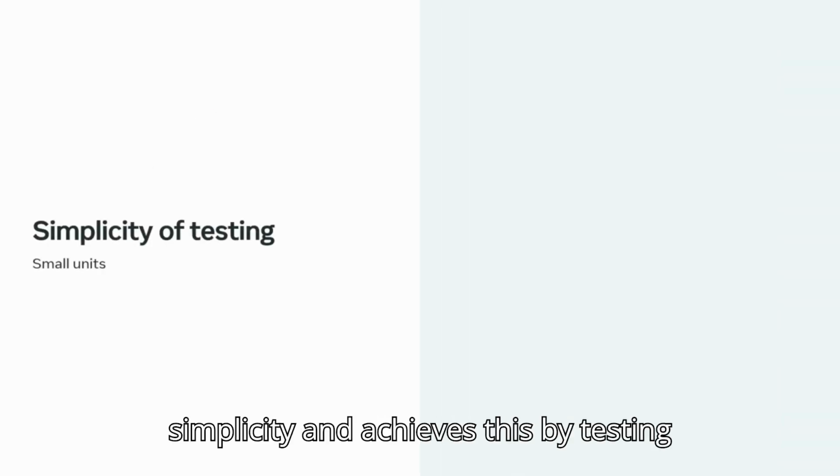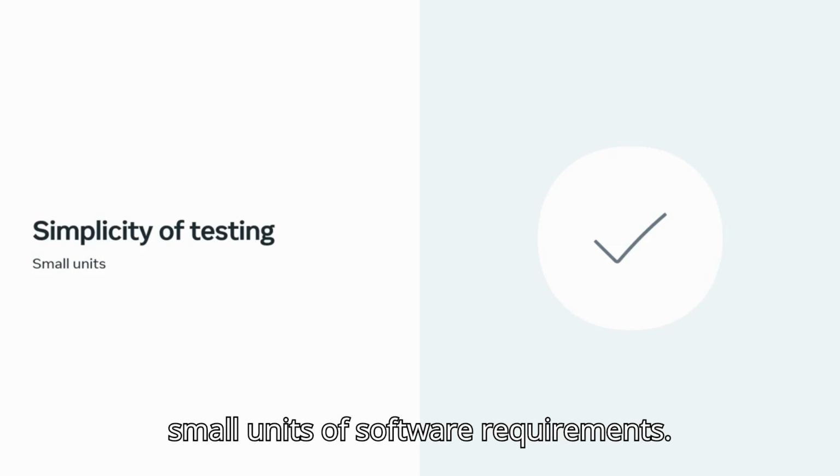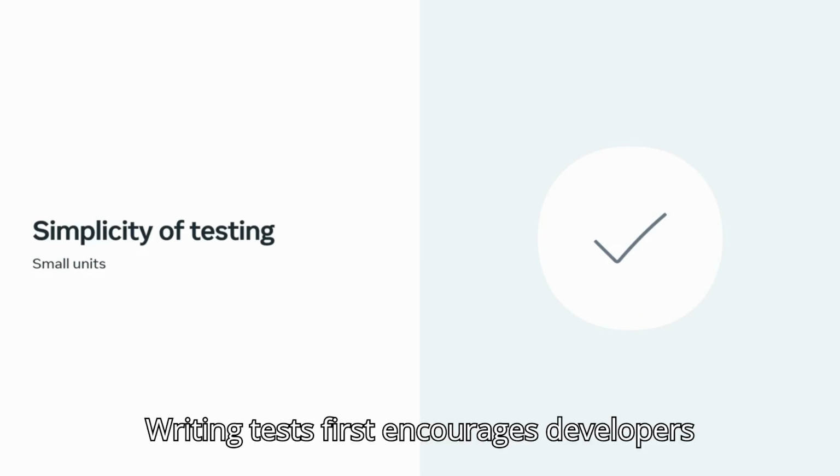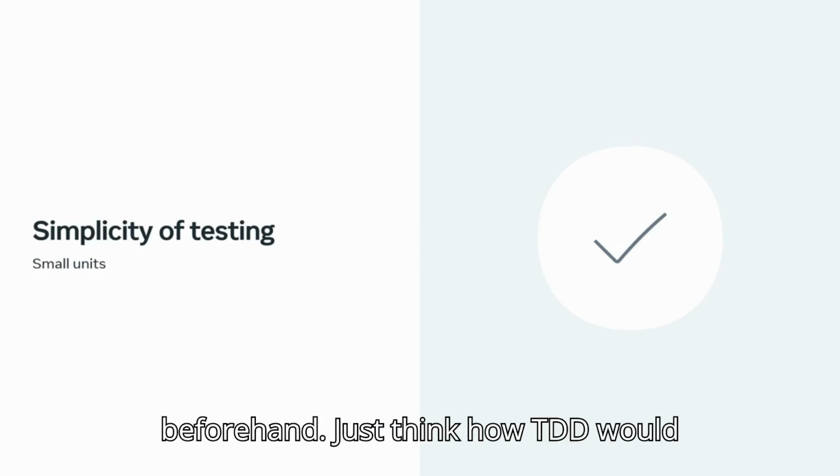TDD focuses on simplicity and achieves this by testing small units of software requirements. Writing tests first encourages developers to think through the code design beforehand.